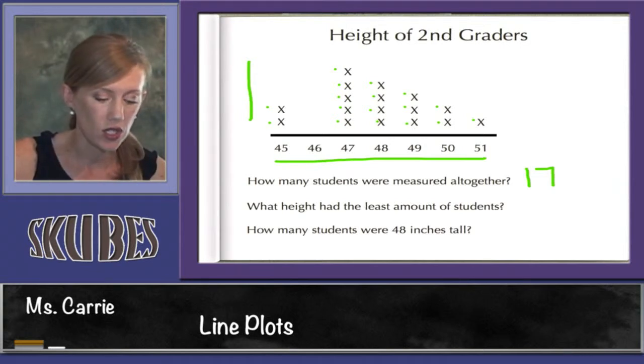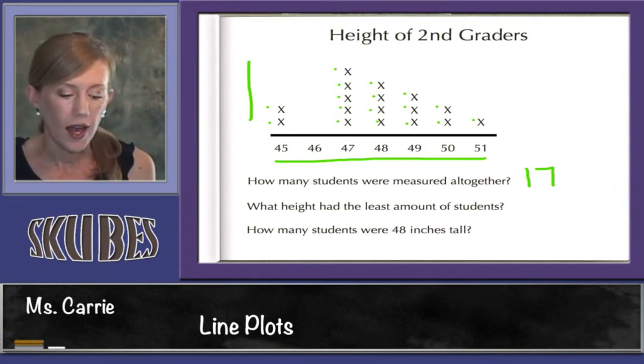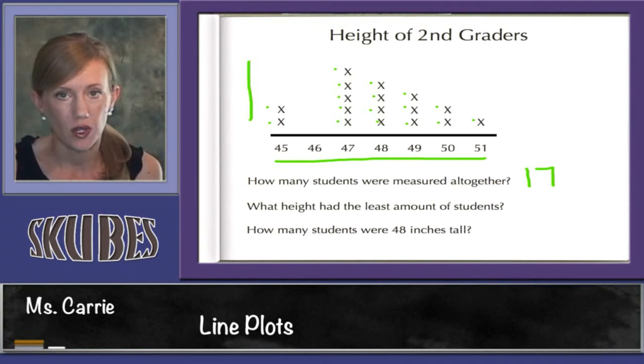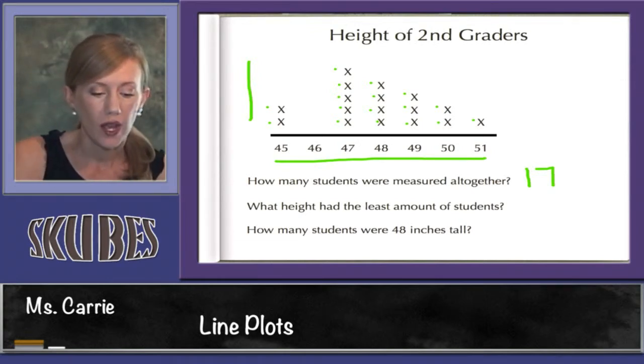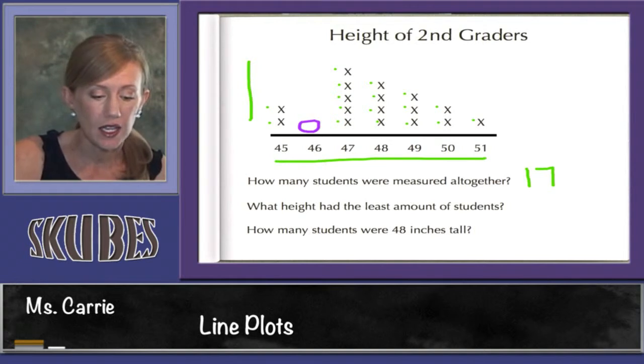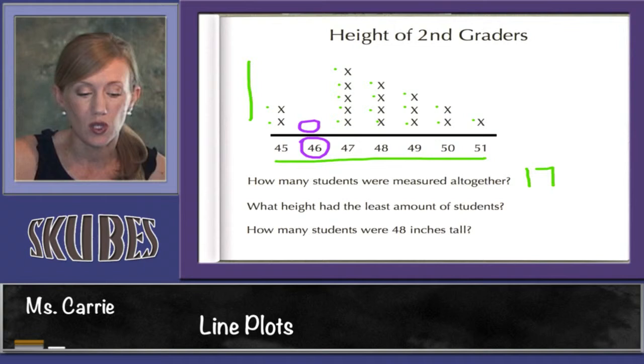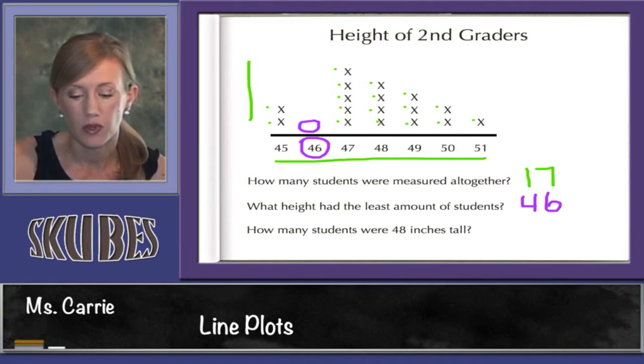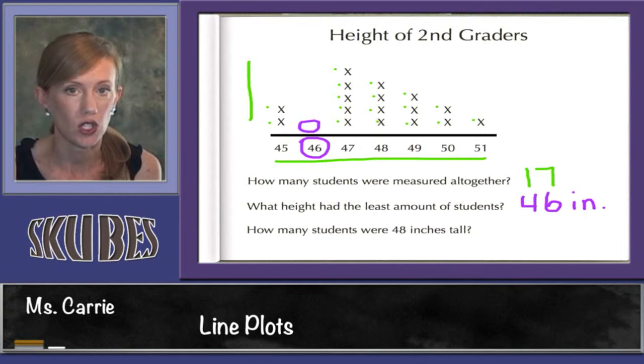The next question asks, what height had the least amount of students? Well, let's look at our X's and see which was the least. Well, right here, I don't see any, so that would be the least. So 46 would be the height of the least amount of students because nobody was that tall. So 46, and I'm going to put IN for inches because we said that was measured in inches.